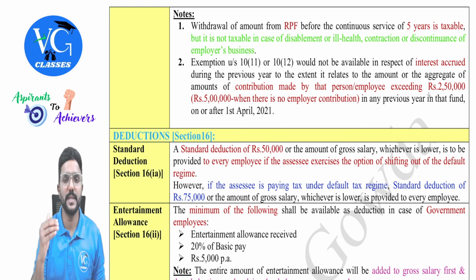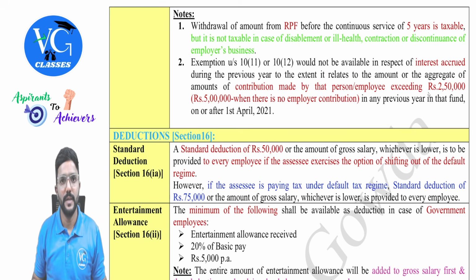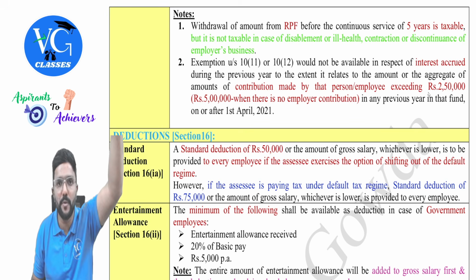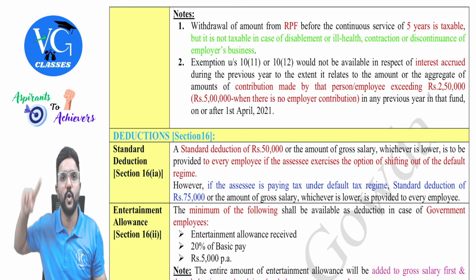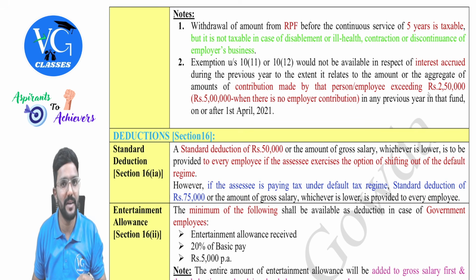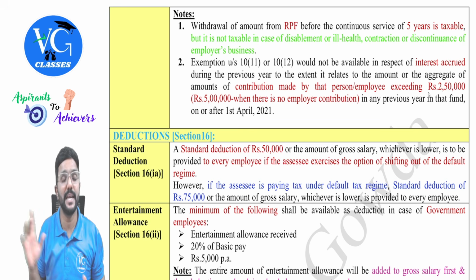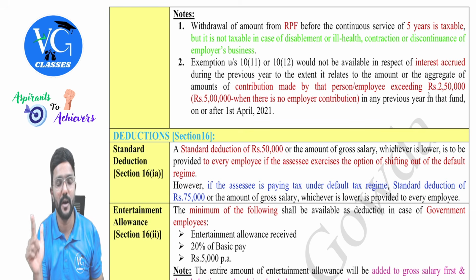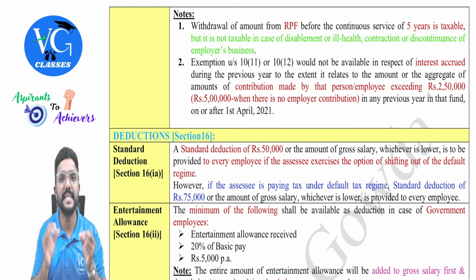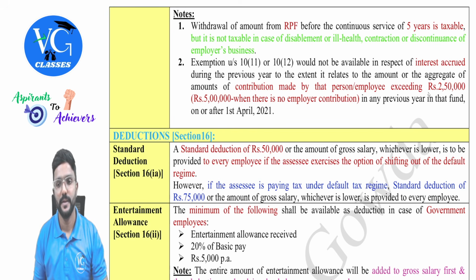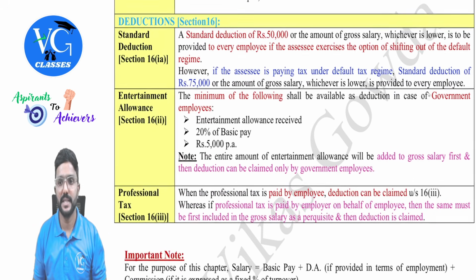Sir, if the employer is contributing to the NPS of an employee, what should we do? Employer contribution to NPS should first be included in the salary income of the employee. Then the employee can claim deduction under section 80CCD, guys. Exemption is not available under the salary head, but deduction can be claimed for both employee contribution as well as employer contribution to NPS of an employee as per section 80CCD. Got it? Yes, sir.